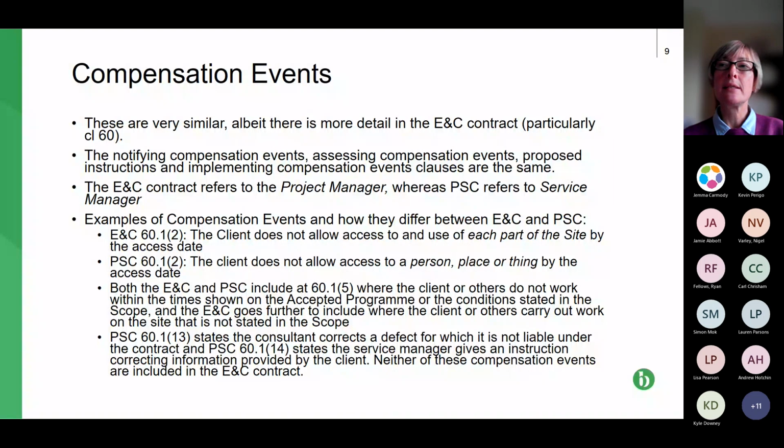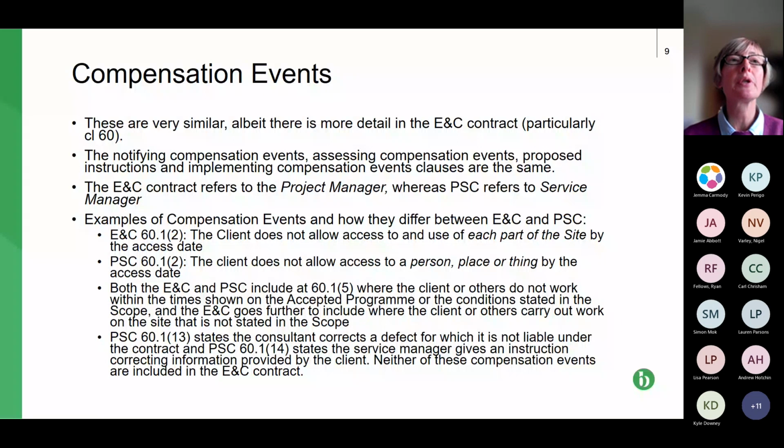Where there is a difference is in the number and type of compensation events. And again, this primarily fits in with the fact that the consultant isn't on site, isn't doing physical work. So it makes sense for these changes to be in place.